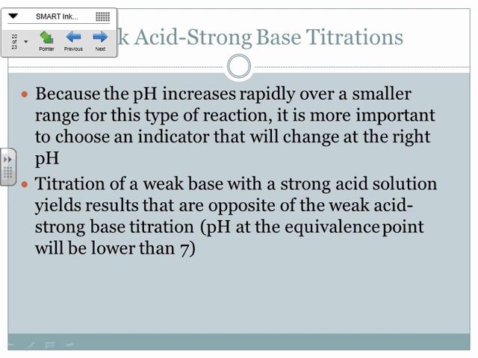And then just a quick mention on the weak base with a strong acid titration. It's going to be exactly the opposite of what we just talked about. It's the same exact process, just opposite. Now normally we start with an acid and then we add base to it. That's typically the way a titration is done, but not always. If we did it the opposite way, then the pH at the equivalence point is going to be lower than 7. We already talked about that as well.